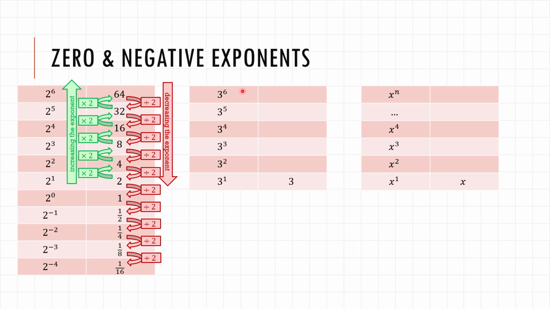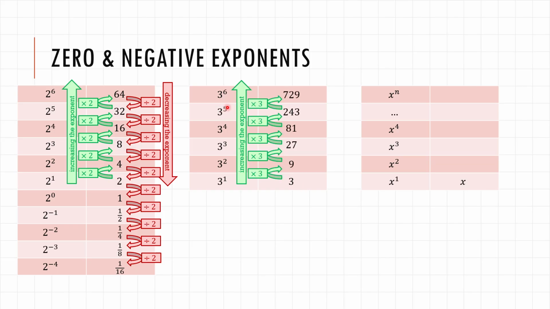Let's see if a similar thing will happen when we look at the powers of 3. So if we start at 3 and we increase the exponents, that means we're multiplying by 3 again, again, again, however many times the exponent tells us to. So right now I've got 3 to the power of 6. That means 3 times 3 times 3 times 3 times 3 times 3. A total of 6 3's being multiplied together to get us 729.